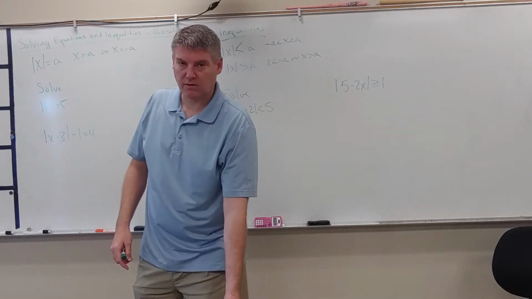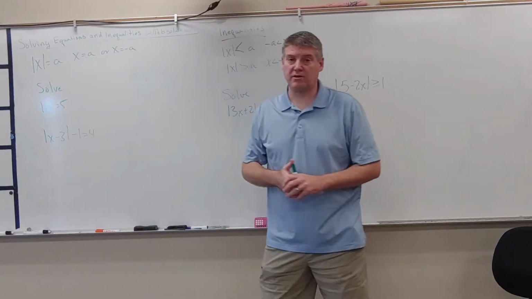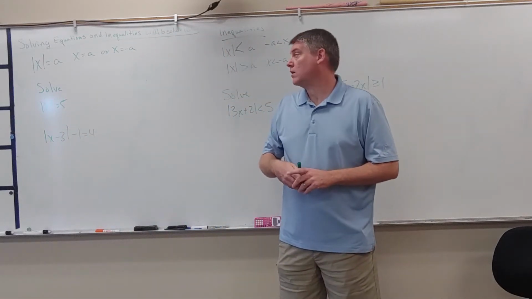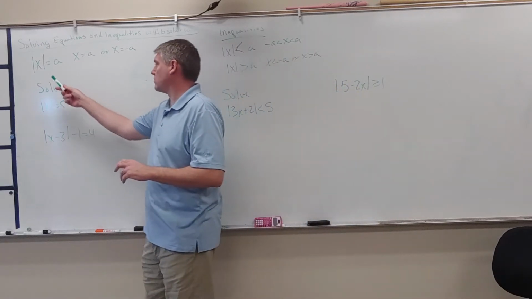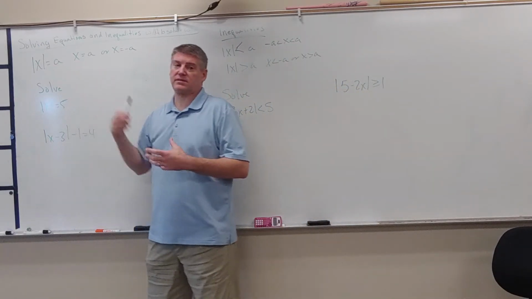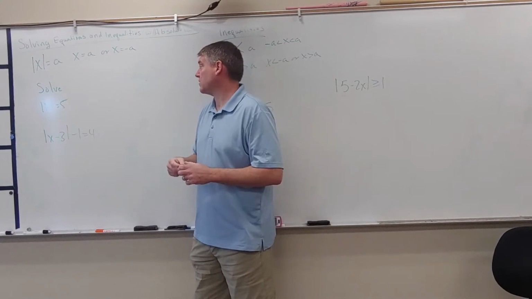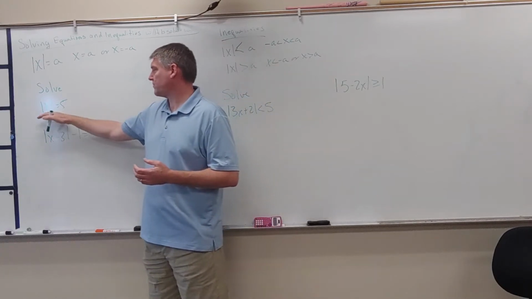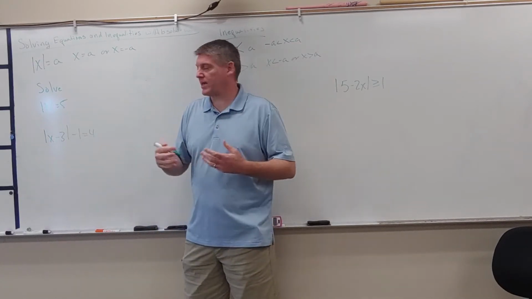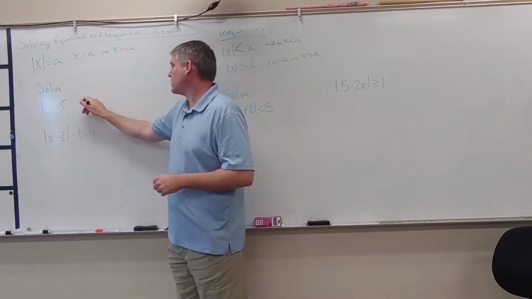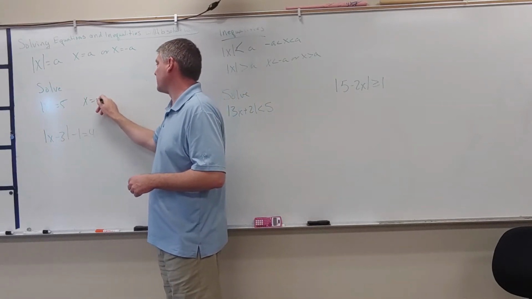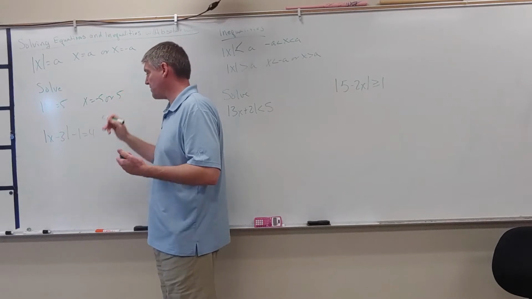All right, we're going to talk about solving equations and inequalities with absolute value. So if you remember, the absolute value of x equals a means that x equals a, or x equals negative a. On this first one, it's pretty straightforward, right? The absolute value of x equals 5, so that means x has to equal negative 5 or positive 5.